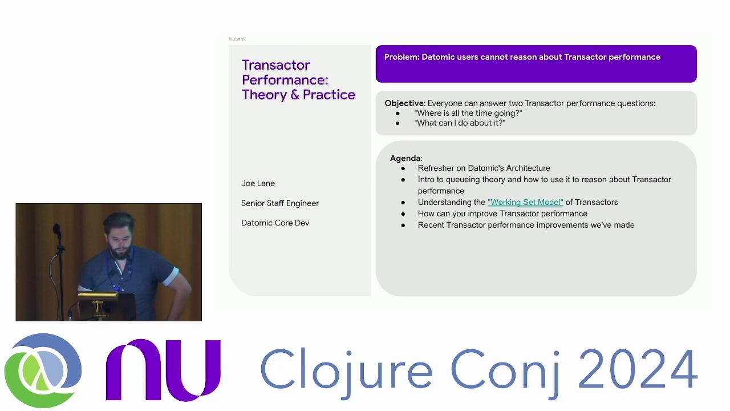here's our agenda. So, as you know, we're the Datomic team. We fixate on problems. So, the problem is that Datomic users can't reason about transactor performance. And our objective today is that everyone should be able to leave being able to answer two questions. Where is all the time going, and what can I do about it? So what we're going to touch on is a quick refresher of the Datomic architecture, a brief intro to queuing theory, understanding something known as the working set model. Then we're going to switch gears into how you can improve your transactor performance, and some recent improvements that we've made that we'd like to talk about.